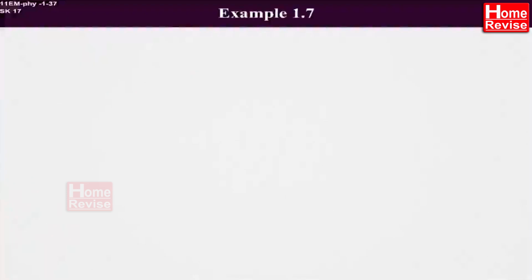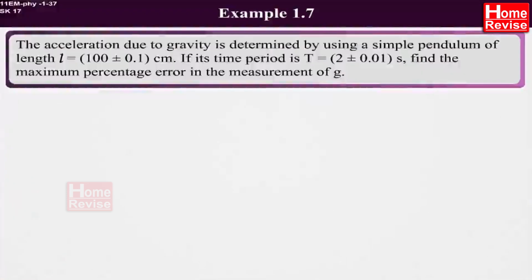Example 1.7. The acceleration due to gravity is determined by using a simple pendulum of length L is equal to 100 plus or minus 0.1 centimeters. If its time period is T is equal to 2 plus or minus 0.01 second, find the maximum percentage error in the measurement of g.